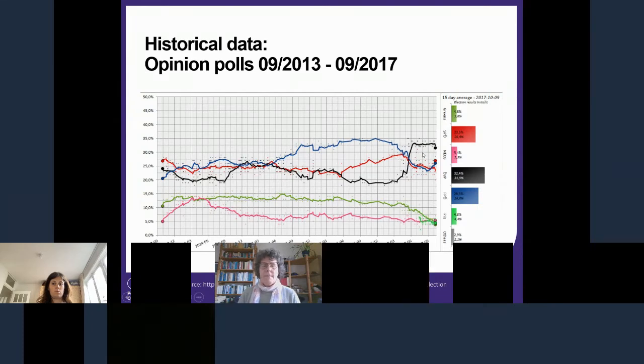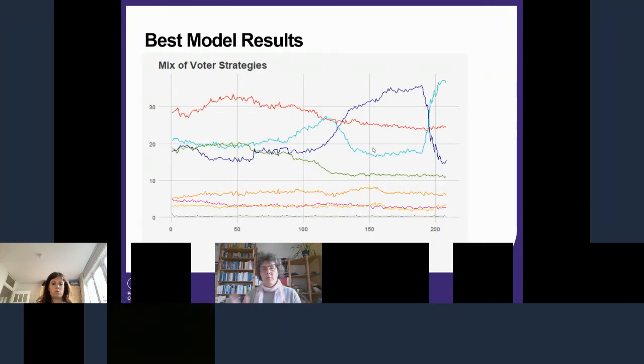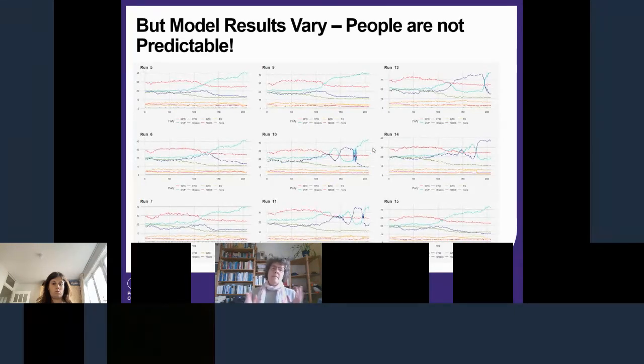Okay. At the end, the Conservatives manage with their change in party strategy to gain the vote. The best model results come qualitatively close to this with the mix of voter strategies. It's not an exact match, of course, but we come relatively close, and I'm quite happy about that. But the model results vary very much. So we only have a small number of successful runs like this. In other runs, it looks completely different.